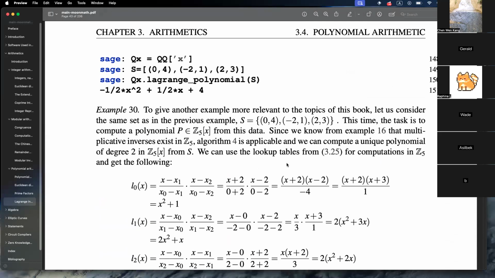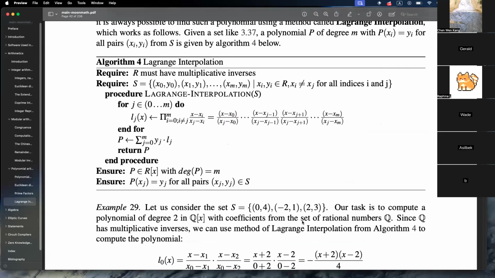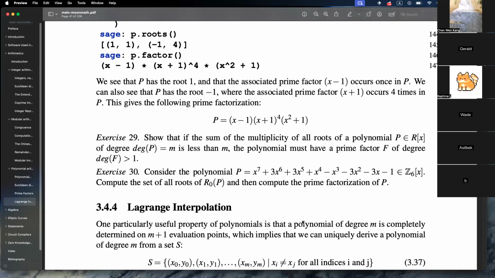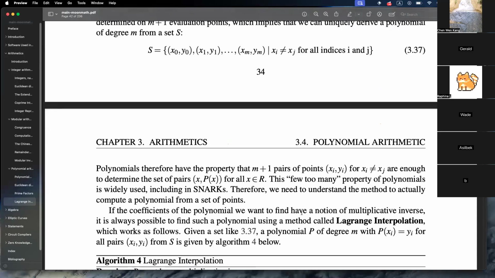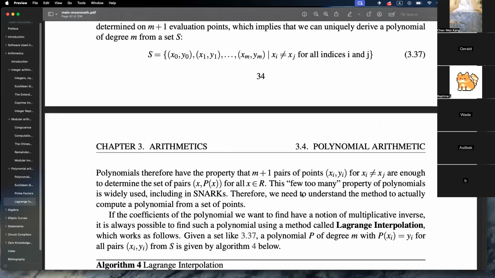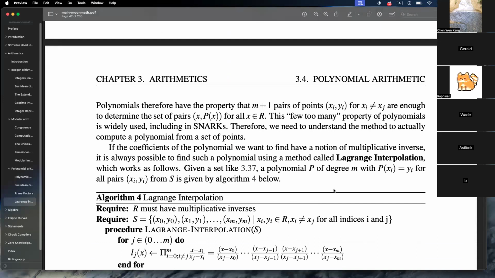So what Lagrange is, simply, is a way of, given some points on the plane, the Euclidean plane, on the graph, given m or m plus 1 points, you can calculate an m degree polynomial. That's a very simple explanation of it.